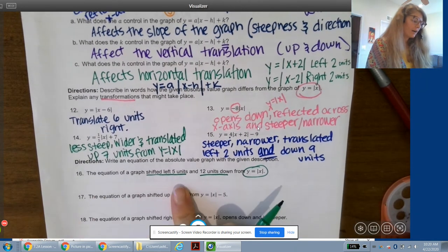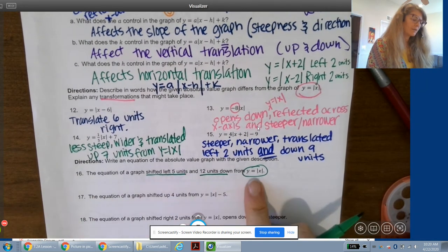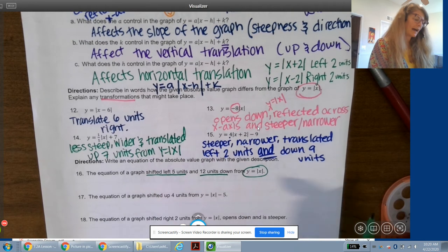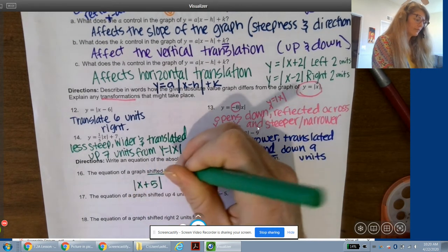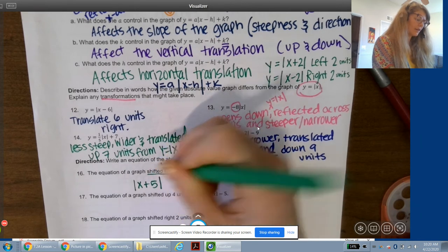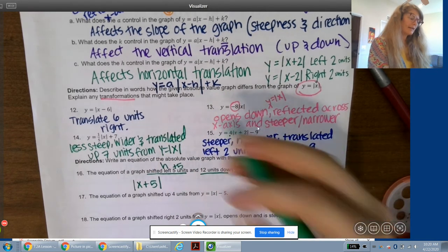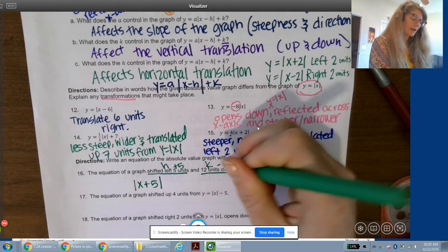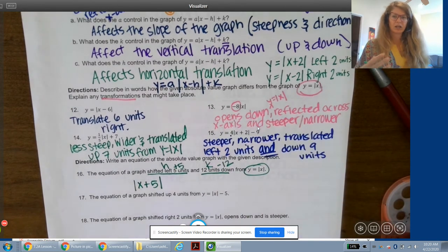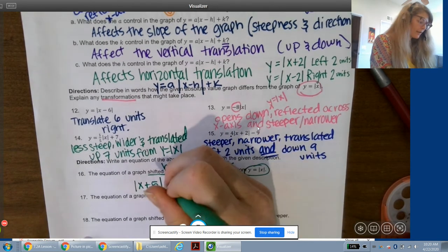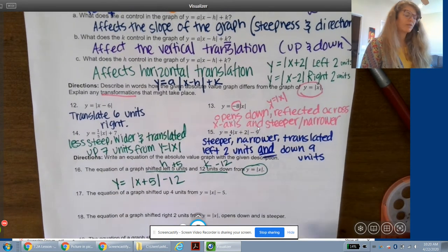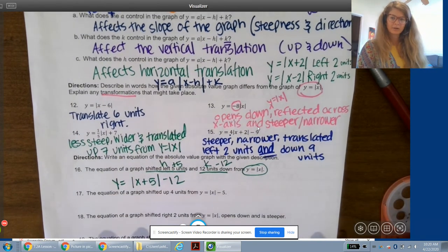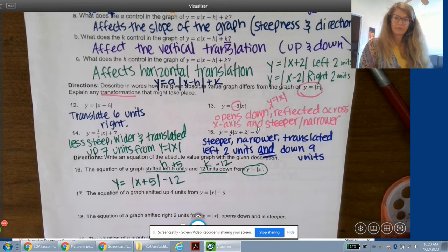Okay, shifted left 5 units. So from in here, shifting left means I need to add 5 on the inside. And sometimes I might think, oh, that's my H plus 5. And down, I think, oh, that's my K minus 12. I give myself little notes because I don't want to mess up. Minus 12, and we can call this Y equals. If you wanted to write it in function notation and put a little f of x action there, I mean, that's fun.